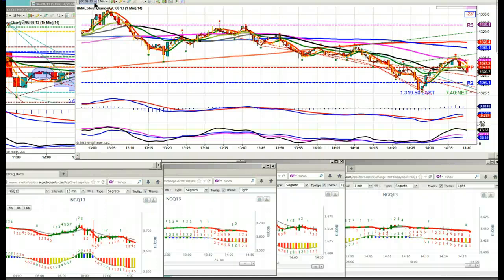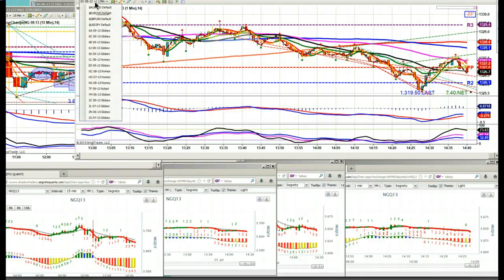Would you recommend adding fractals to the 3 and the 5 minute naked charts? Yeah, absolutely. You can create whatever simple chart you want, and do that. Let's go back to this NG for a minute.